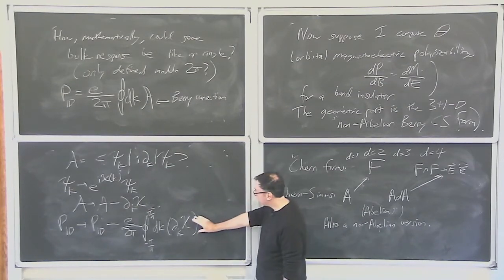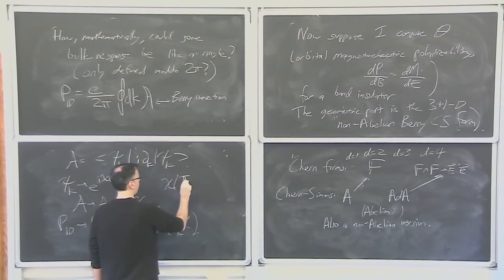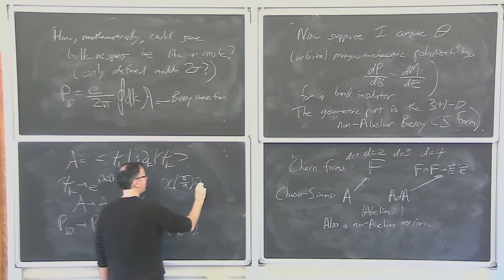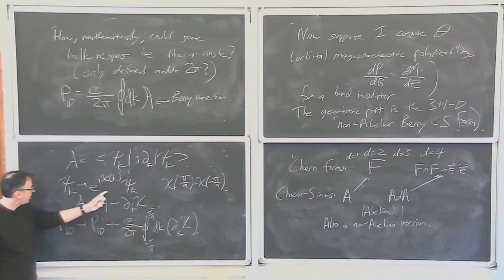So what can this be? Well, one option is that chi at pi over a could be equal to chi at minus pi over a. But that's not the only option, because I could make a gauge transformation that actually winds by a multiple of 2 pi as I go around the Brillouin zone.